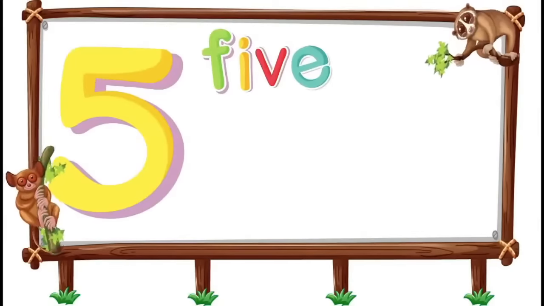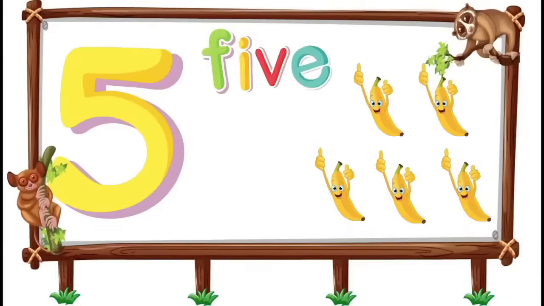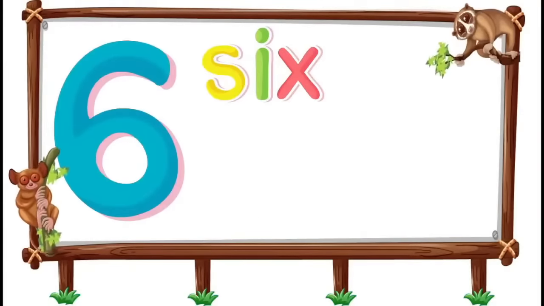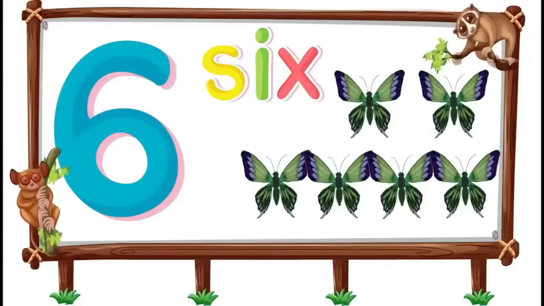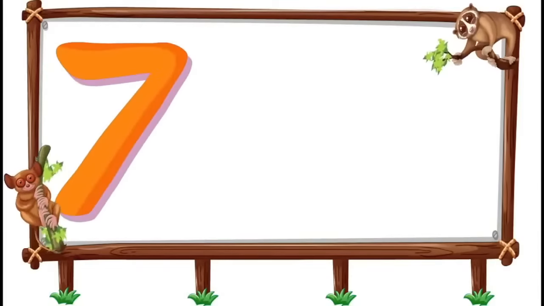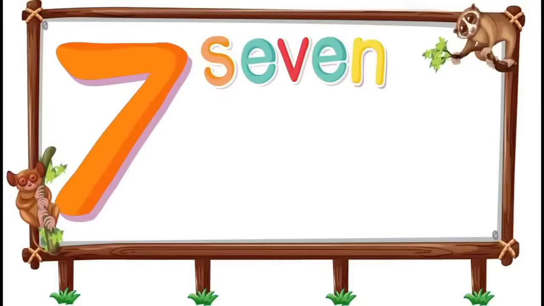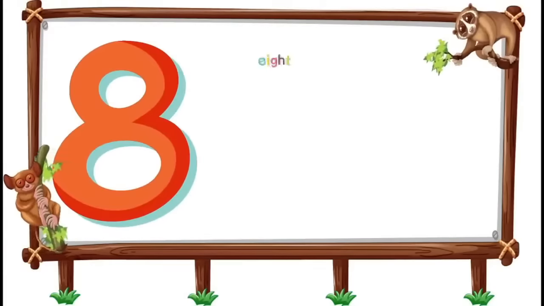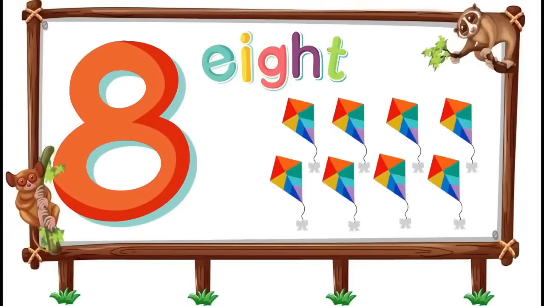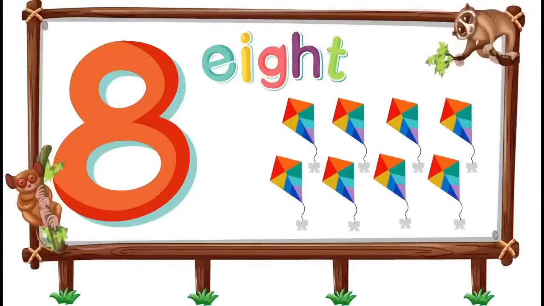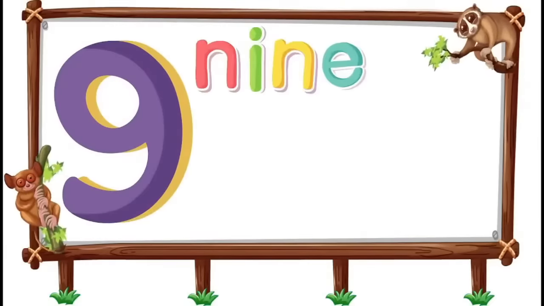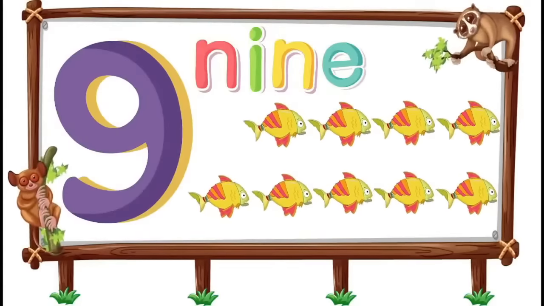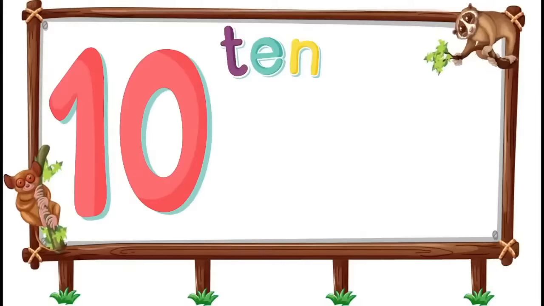Five, F-I-V-E, five. Five bananas. Six, S-I-X, six. Six butterflies. Seven, S-E-V-E-N, seven. Seven honeybees. Eight, E-I-G-H-T, eight. Eight kites. Nine, N-I-N-E, nine. Nine fishes. Ten, T-E-N, ten. Ten cars.